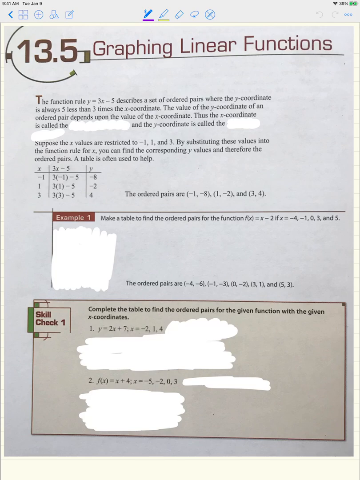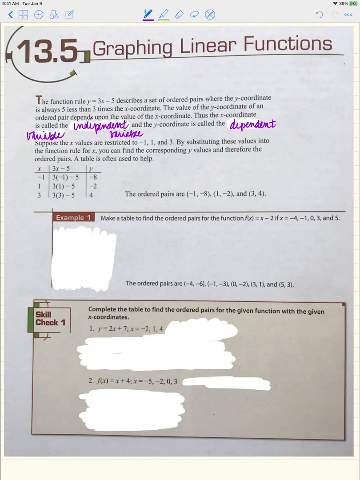Thus, the x-coordinate is called the independent variable, and the y-coordinate is called the dependent variable. This should sound familiar to you because I know that Mrs. Watson talked to you about independent and dependent variables when you were working on your science fair projects. So the x-coordinate is independent and the y-coordinate is dependent because the y is always dependent upon what is happening to the x-coordinate, okay?